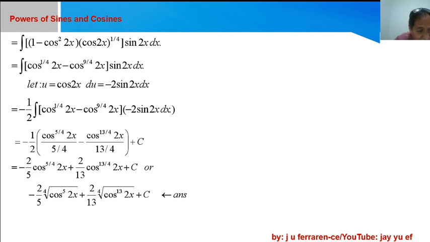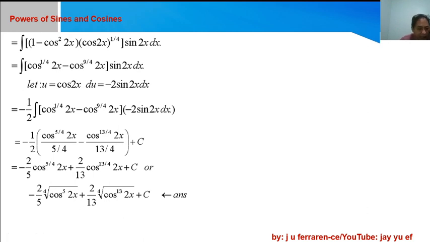Cosine 2x raised to the power 5/4. This is also distributed 1/2 to the second term, that becomes plus. This is 4/13 times 1/2, or that can be 2/13 cosine 2x raised to the power of 13/4 plus c. You can also give an equivalent expression to contain radicals. So instead of having 5/4, I take it as a fourth root of a cosine raised to the fifth power. This can also be a fourth root of a cosine raised to the power 13. So that is if we have to give our answer in terms of radical form.